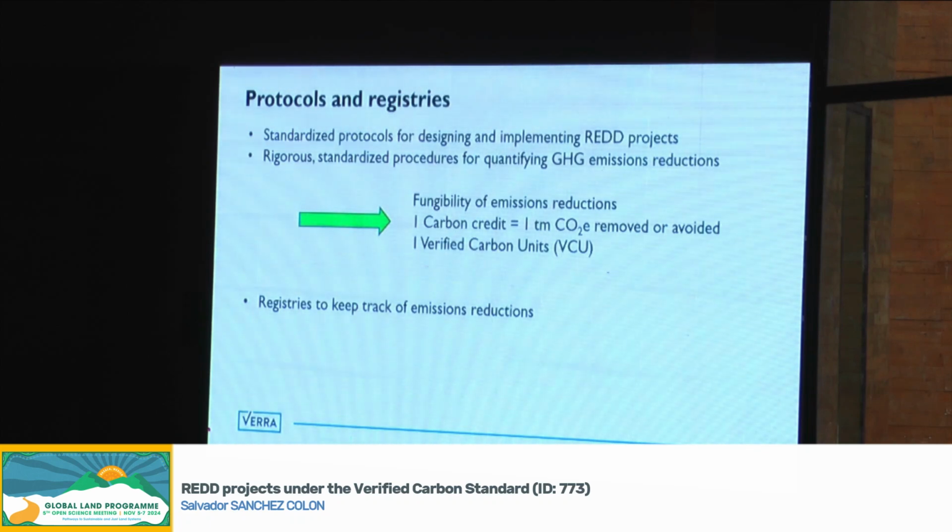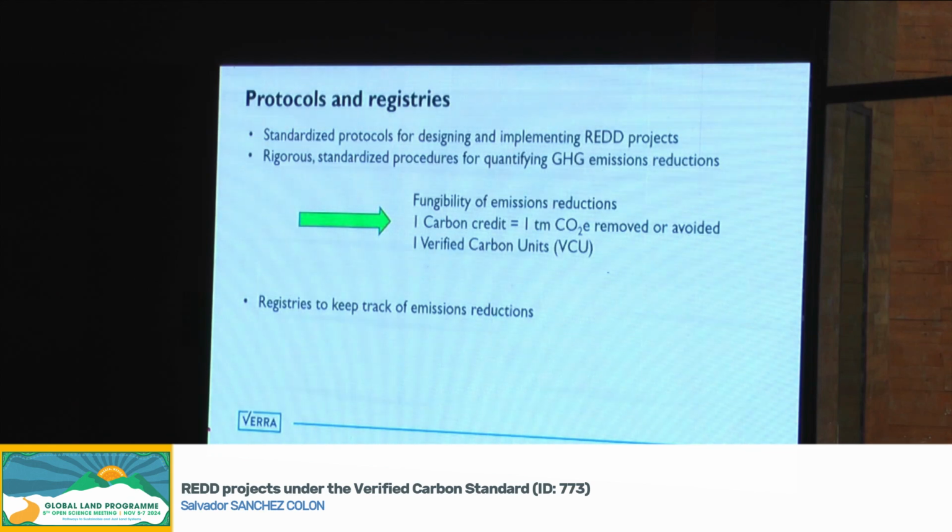That way, all of this is necessary in order to ascertain, to the extent possible, the fungibility of those emission reductions: that 1 ton of CO2 equivalent that is avoided or reduced is effectively 1 ton of CO2 emissions that has been reduced anywhere. 1 ton is always 1 ton independently of where it happened.